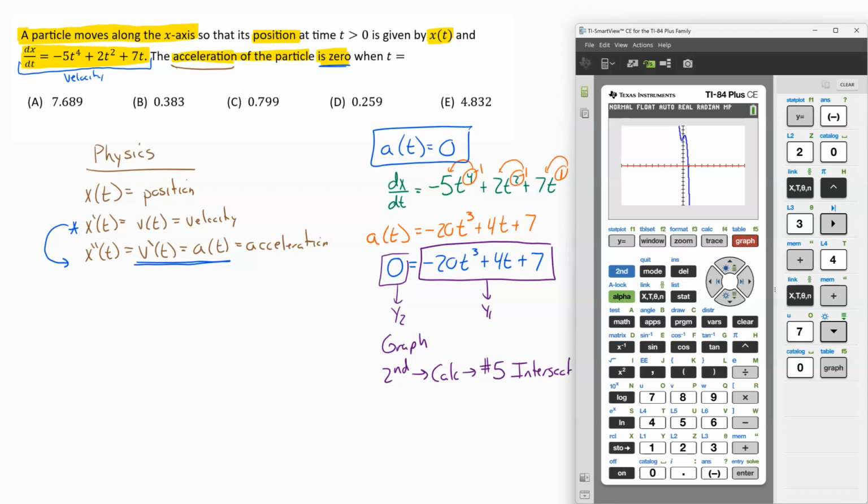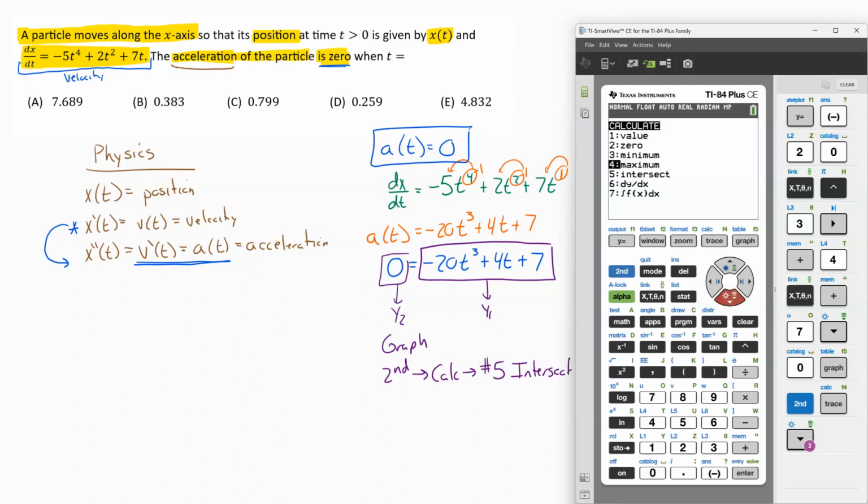So to find that, I hit second, choose the calc menu, which is the button above trace at the very top. And then inside there, I choose the number 5 option, which is intersect. The calculator is then going to ask me a series of 3 questions every single time. The first 2 questions I could really care less about. It's going to say, is that the first curve? Yep, you're on the first curve automatically, so go ahead and just hit enter. It's then going to switch to the second curve automatically for you and say, is that the second curve? Yep, that's the second curve. Go ahead and hit enter. And it's the third question here, the guess, that really matters.